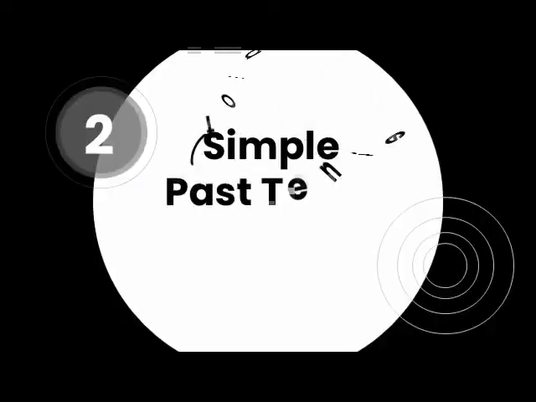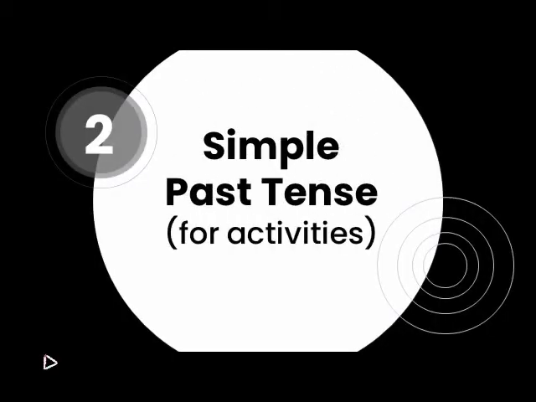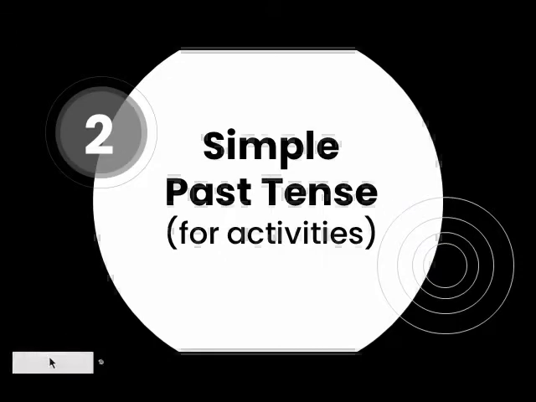Simple Past, Part 2. We have talked about the simple past of the verb be to talk about a situation or condition of someone or something in the past in the previous video. Now, in this session of the Part 2, we are going to talk about the simple past tense talking about our activities in the past.